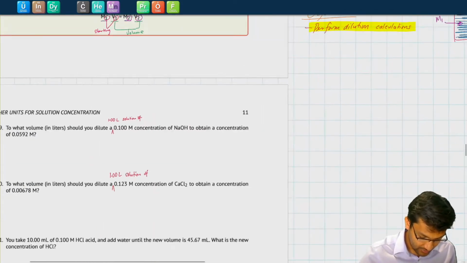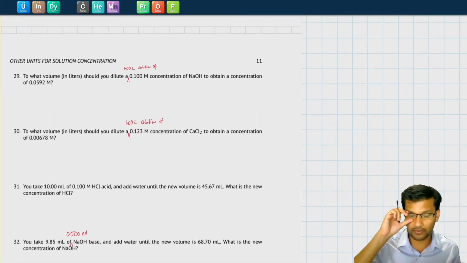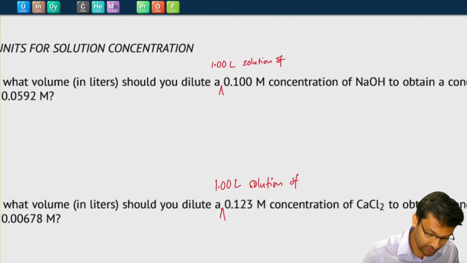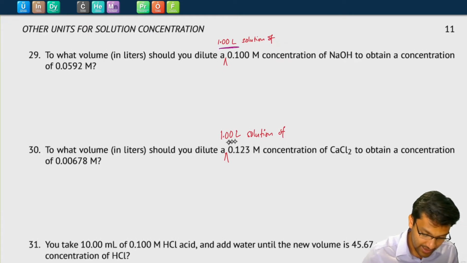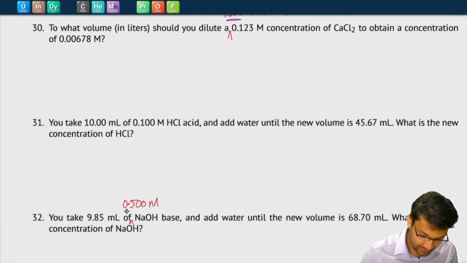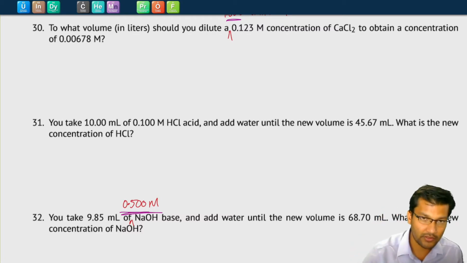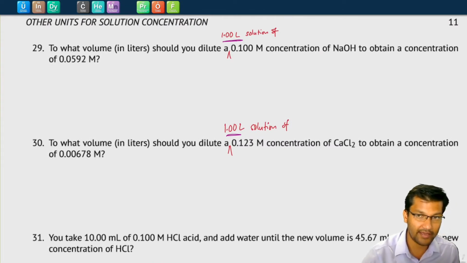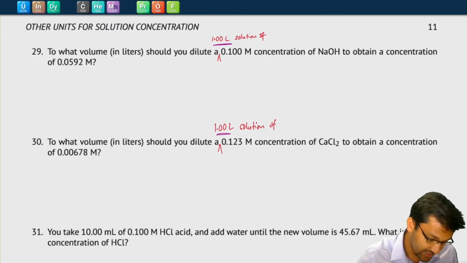Here we go. Numbers 29 through 32. Just to note that from the text that you have, I've made some corrections. I've added 1 liter of solution to the first 2 questions, number 29 and number 30. And for number 32, I've added this 0.500 molars. So now that you know the equation, try to pause the video here and do these 4 questions, and unpause and go over them if you think you need to check your answers. Okay, let's look at number 29.